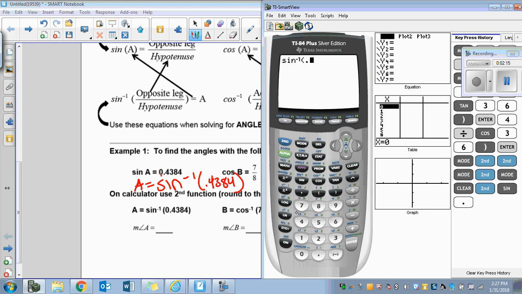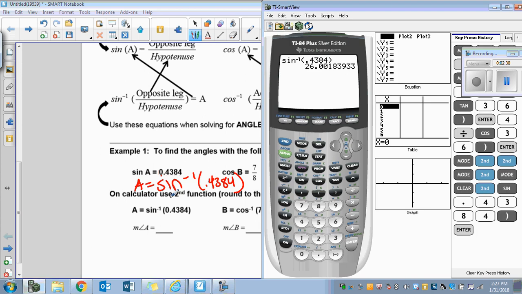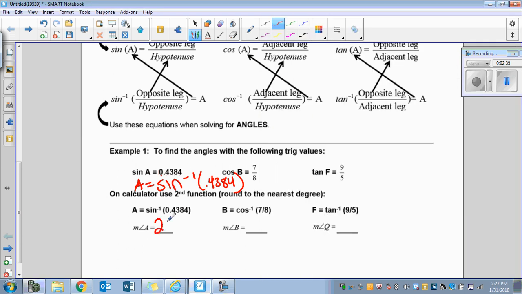0.4384, in parentheses, enter. What degree is that? Actually, they did it right here. So the measure of angle A, this little M means measure of angle A, is about 26 degrees. I'm just going to leave it like that, 26 degrees, and put a little degree symbol.